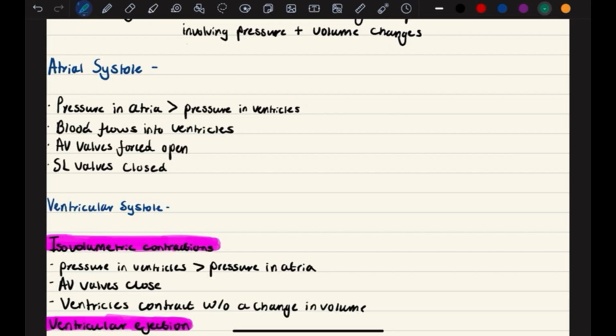Cool. Your AV valves need to be forced open for that to happen. So when your atria contract like that, they're going to force the AV valves open so that blood can flow from the atria to the ventricle. Think back to the diagram that we had, yeah? During this whole process, your semilunar valves are closed.